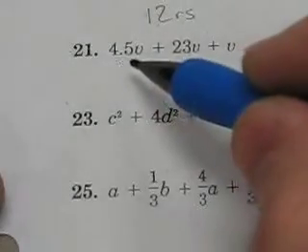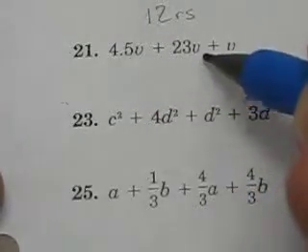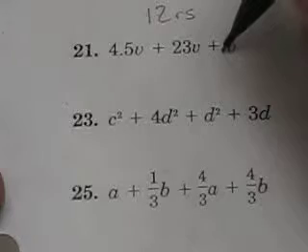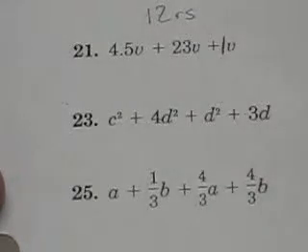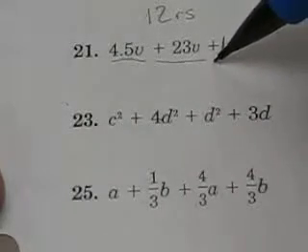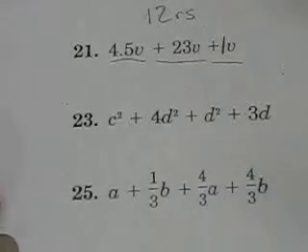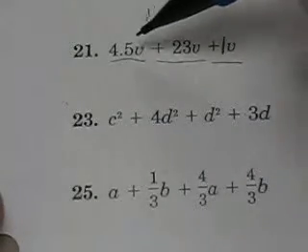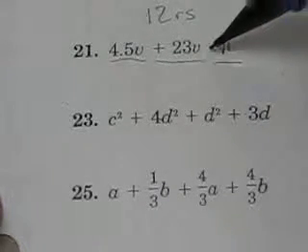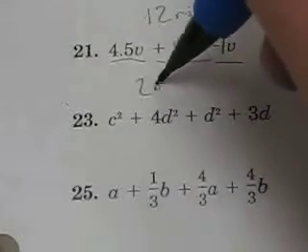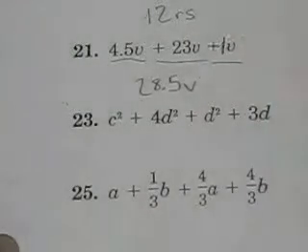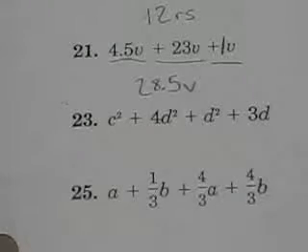Moving on down to 21. In 21, 4.5v plus 23v plus v. Again, anytime you see a variable without a coefficient in front, you can assume that there's a 1 there. It's implied. Okay, so we identify 4.5v, 23v, and 1v, or just v, as all being like terms. When we combine these, we're going to say 4.5 plus 23, that's 27.5. 27.5 plus 1 is 28.5. So 28.5, and then remember your variable, which is v. We're just going to leave our variables and exponents unchanged.